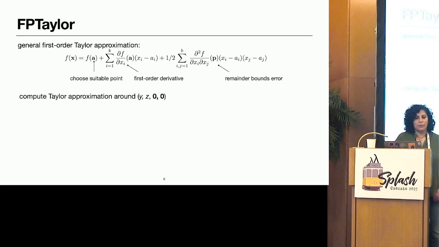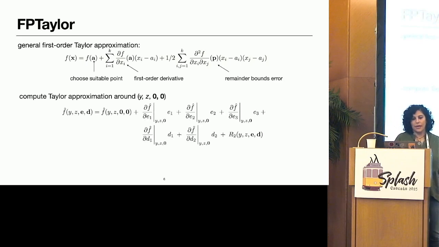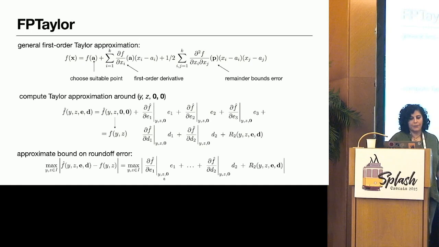So we apply the Taylor expansion on the floating point abstraction of our function f around the point y, z, 0, and 0, and we get this. There are the first order derivatives, and we also have a remainder term that bounds the error. And please note that since we are setting the e's and the d's to 0, it means that we don't have errors, and so f hat equals f of y and z. So we have a concrete way of computing an upper bound for the error by maximizing this expression over a given domain.